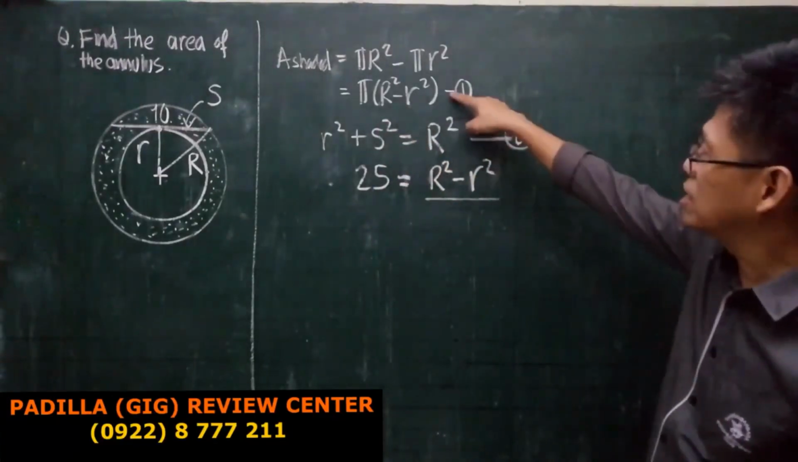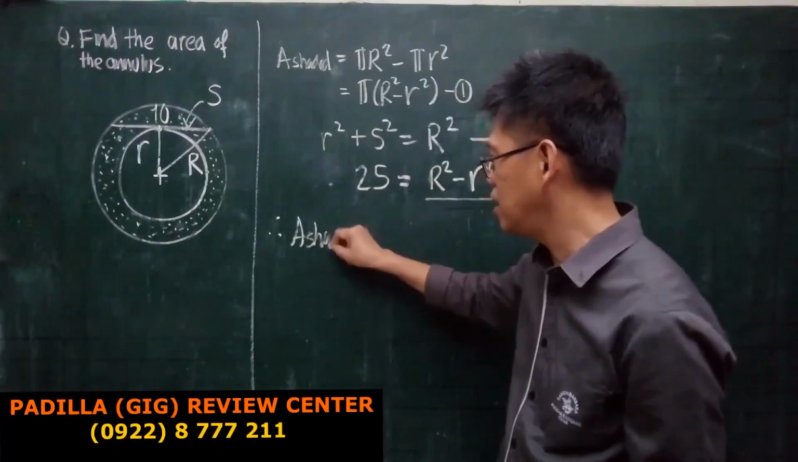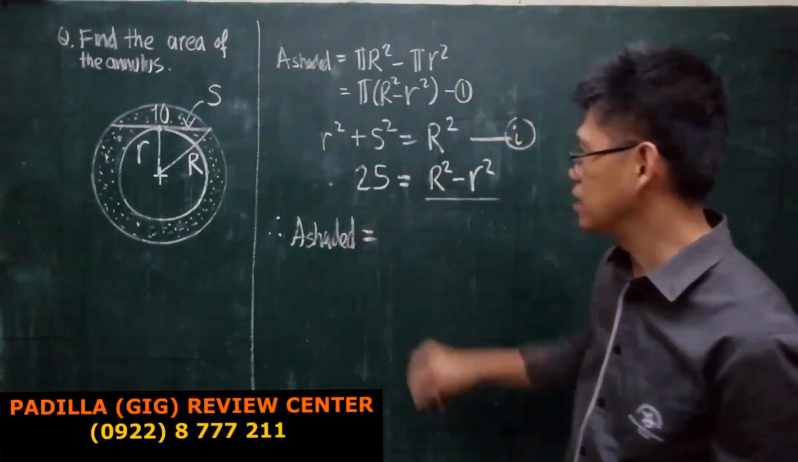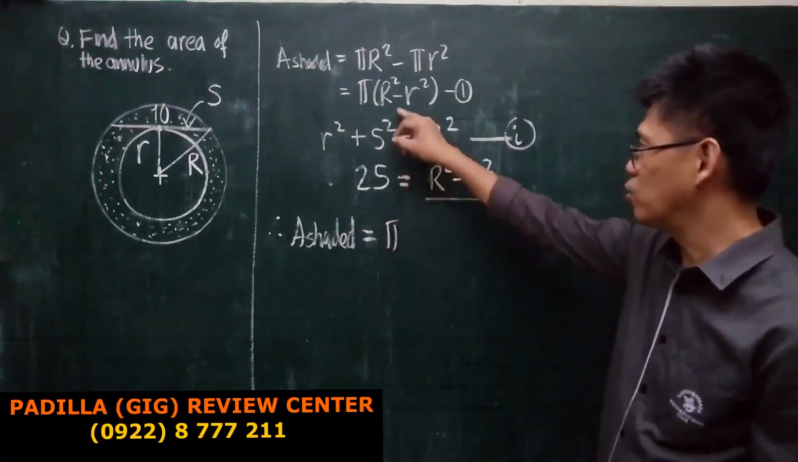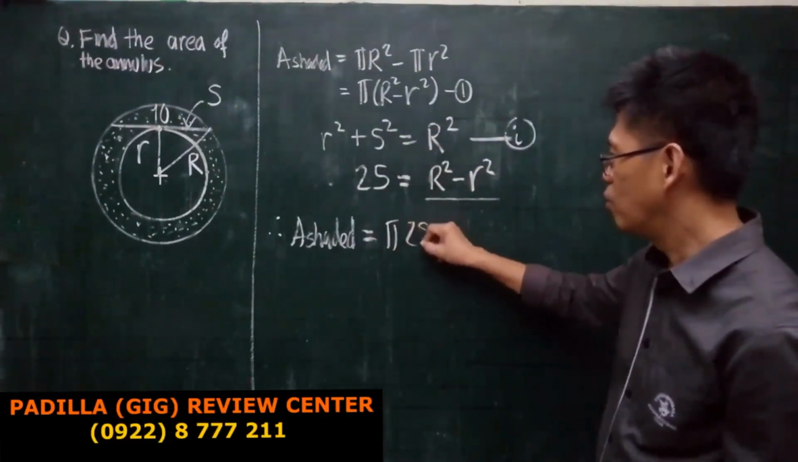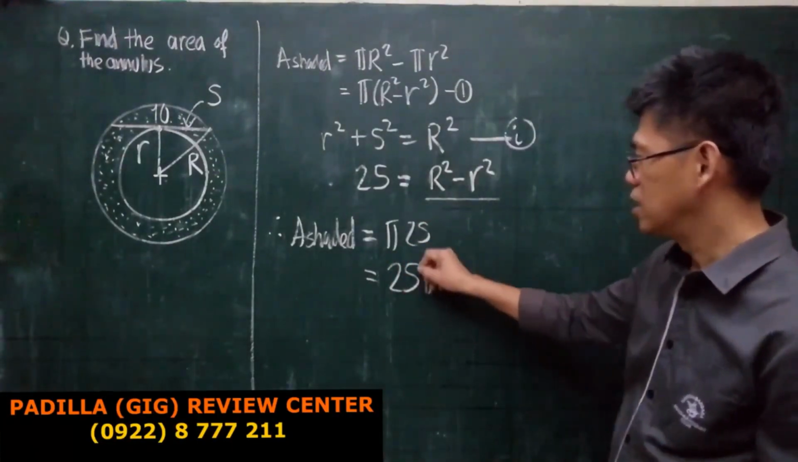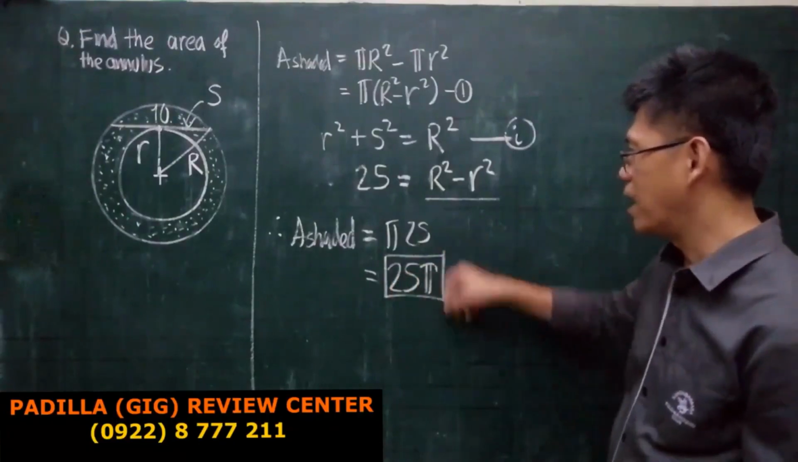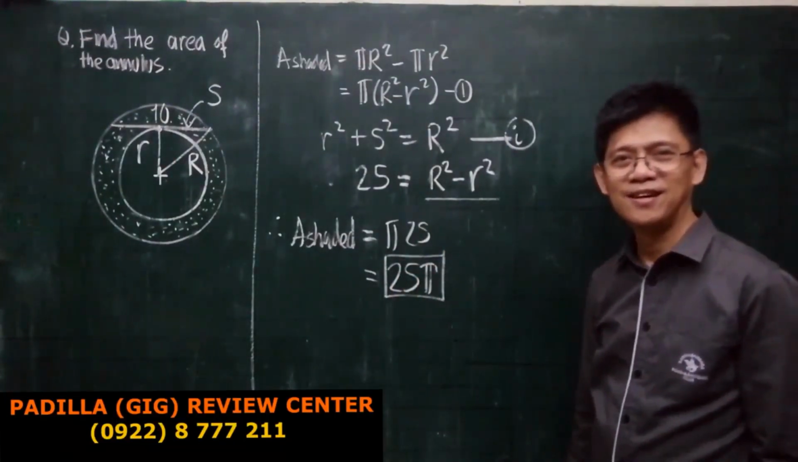So substituting this to equation 1, therefore, the area of the shaded region is equal to pi times R squared minus small r squared, that is 25. Or the area of the shaded region, or of the annulus, is 25 pi square units. Naintindihan?